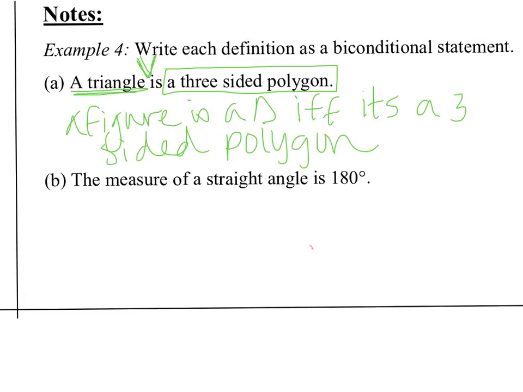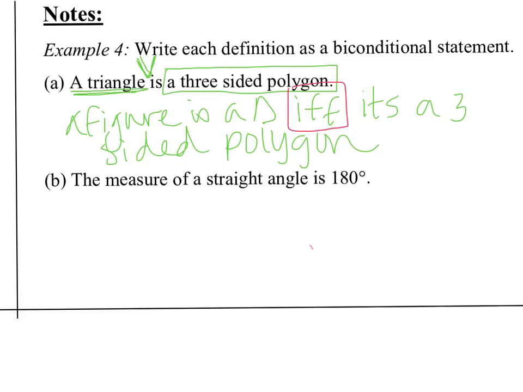Okay, so I had to add the phrase "a figure" right there to make it make sense, and then I put my if and only if here in the center, but I could also say that backwards. A figure is a three-sided polygon if and only if it's a triangle. It should work forward and backwards. Okay, y'all pause here and try B.